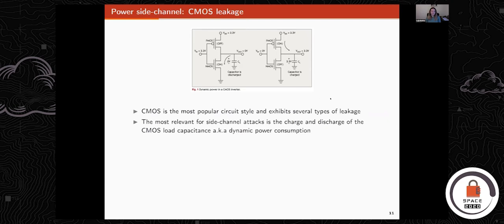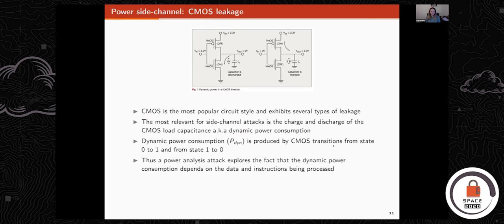Computation will leak the most especially when we get switching activities, from 0 to 1 and 1 to 0. That immediately suggests that power consumption is actually data dependent, because if you can measure dynamic power consumption, you are basically measuring the amount of those transitions, and that will allow the adversary to model this power side channel. That's what we want to do by doing power analysis.